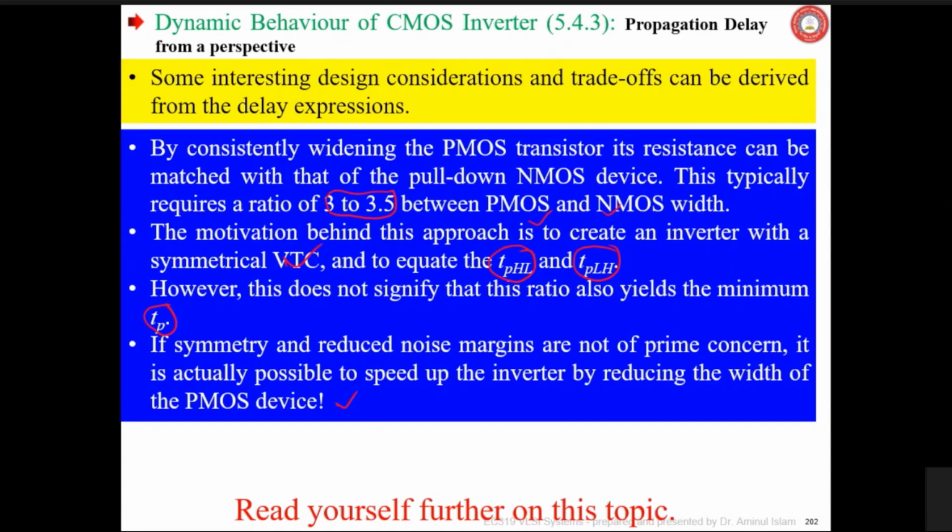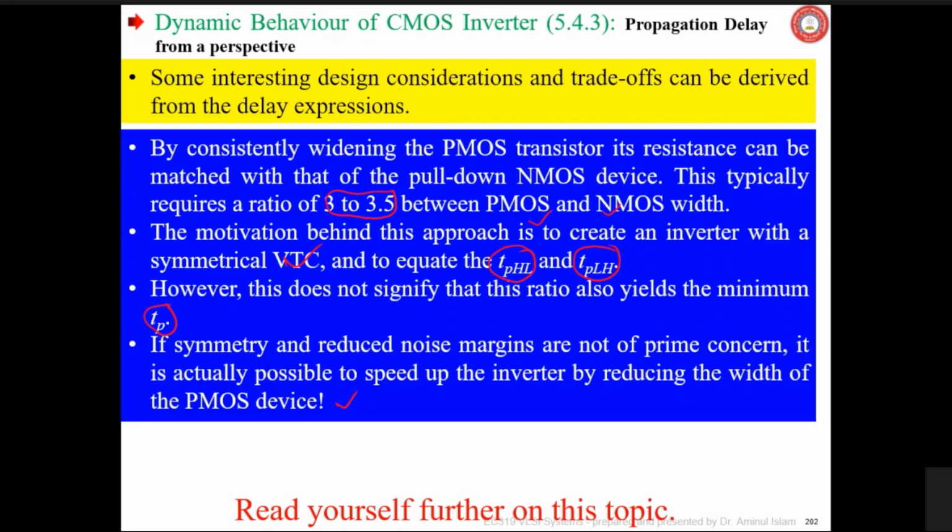Some interesting design considerations and trade-offs can be derived from the delay expressions. Let us see what the author is telling. By consistently widening the PMOS transistor, its resistance can be matched with that of the pull-down NMOS device. That is the way, so that you can bring VM equal to VDD by 2. Already somebody has answered, I think Shashank. This typically requires a ratio of 3 to 3.5. As Tripathi said, it is 3 point what? 3.4 between NMOS and PMOSFET in this technology generation.